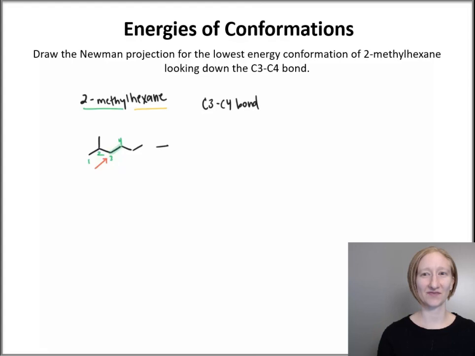I like to reorient the structure so that the bond I'm looking down is horizontal. It's just less for me to try to convert in my head. Okay, I also like to draw the dashed wedged form of the structure to make it easier for me to see. It's helpful for me to visualize this way which groups are coming out towards me and which are going back away from me.